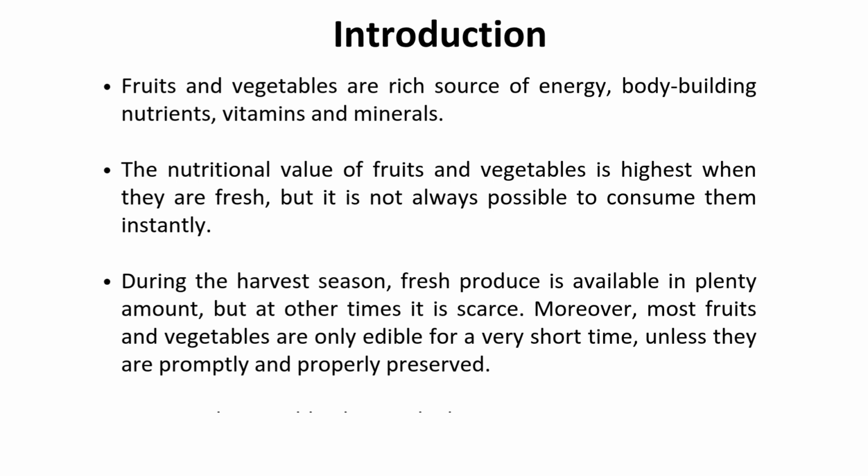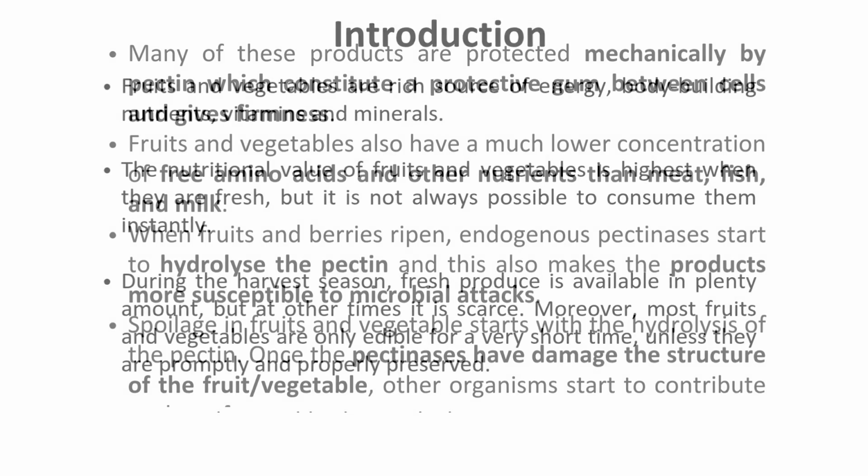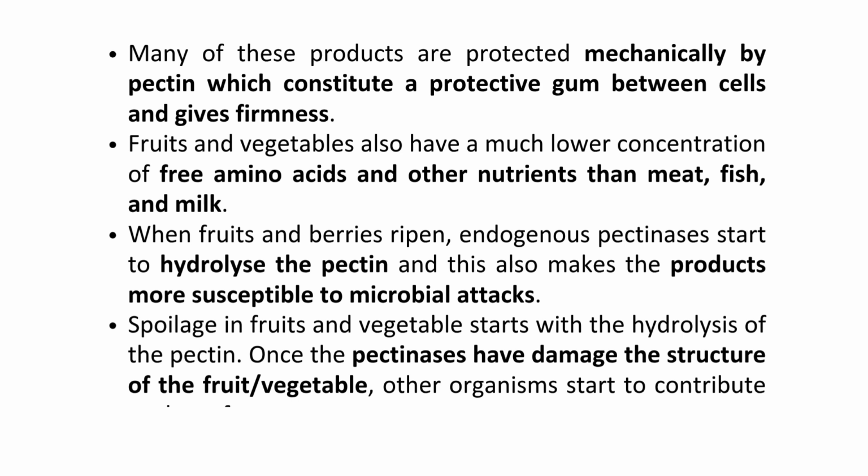One key characteristic is that fruits and vegetables have a high water activity compared to meat, fish, and cereal foods. This makes them more susceptible to microbial growth. Many of these products are protected mechanically by pectin, which acts like a protective gum between cells and gives them their firmness. However, fruits and vegetables also have a much lower concentration of free amino acids and other nutrients than meat, fish, and milk. This changes the spoilage dynamics.